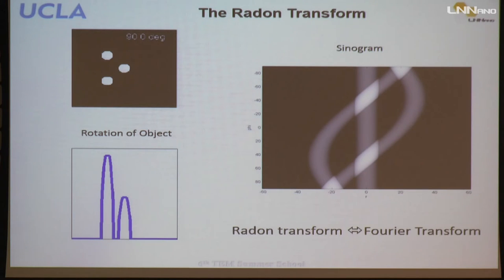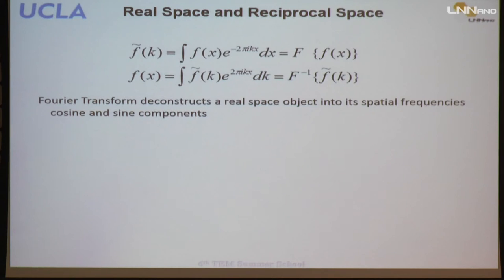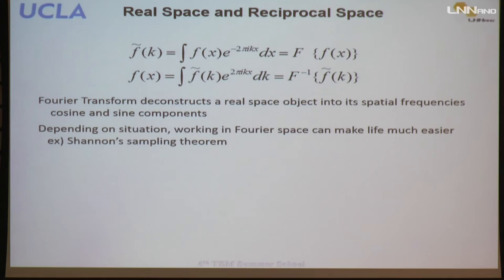Before going into that, actually this Radon transform is related to the Fourier transform. So let me explain that one first, because that's really important. This one you all know, this Fourier transform relation. And the Fourier transform decomposes the real space object into a lot of spatial frequency sine waves, or exponential forms, cosine and sine components. And depending on the situation, working in Fourier space makes life much easier than working in real space.